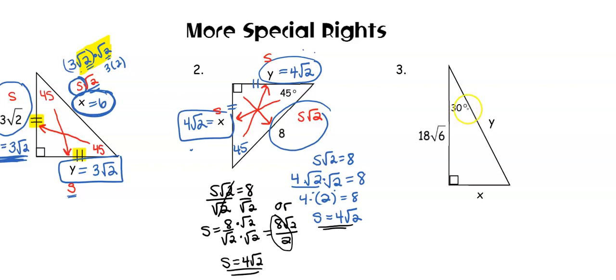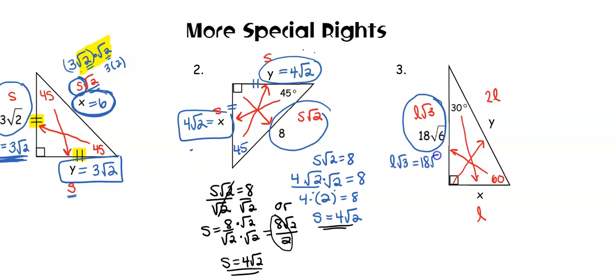All right, now we've got a 30, 90. Oh, that means that this has to be 60 because it's a 30, 60, 90 triangle. Across from 30 is L. Across from 60 is L root 3. And across from 90 is 2L. We look at the pattern piece that we're given, and I see here that I'm given L root 3 is 18 root 6.